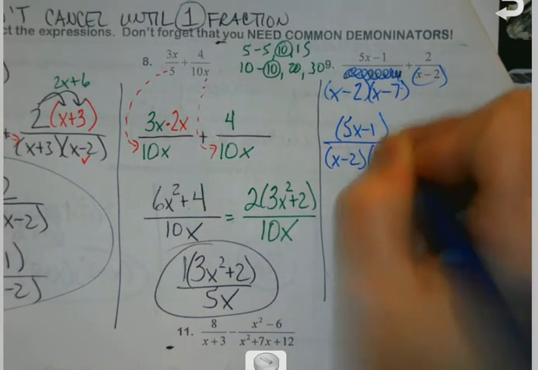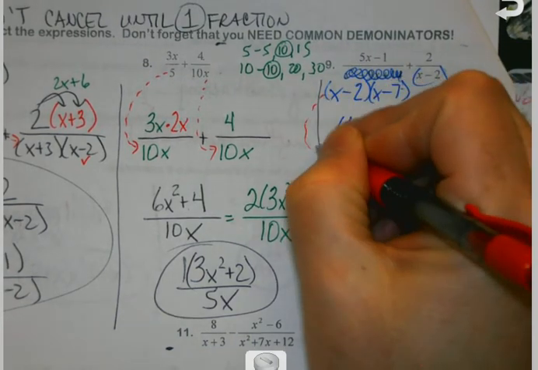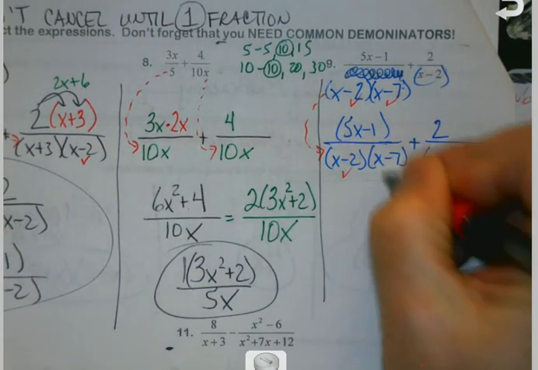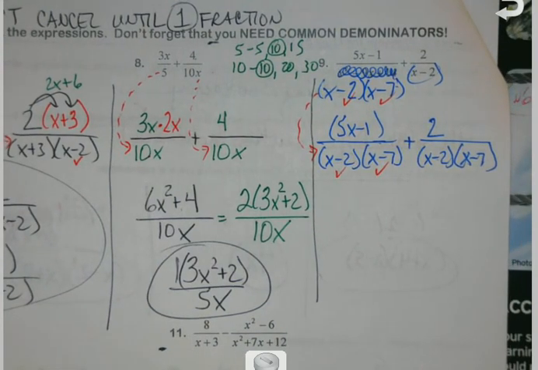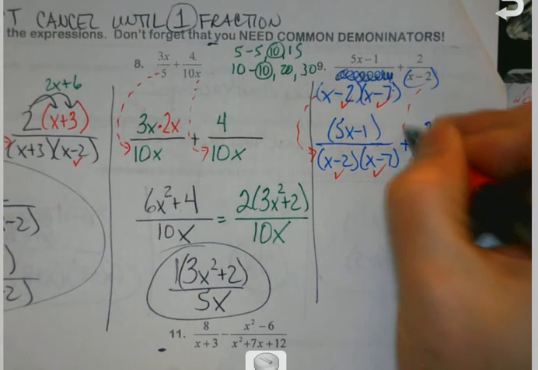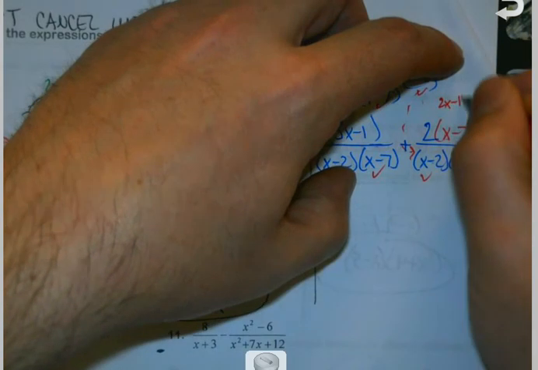I got a 5x minus 1 and I got a 2. All right, let's see here. It's always nice to see an easy fraction, and it looks like the first one is, because I've got the x minus 2 and I've got the x minus 7. I don't need anything in the first one. Thank goodness, we didn't have to box or FOIL or do anything like that. What about the second one? X minus 7, which means we've got a little distributing to do.